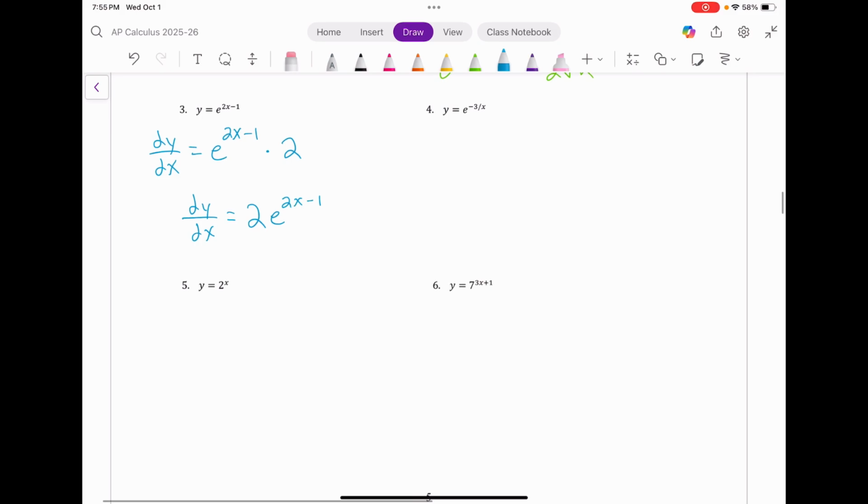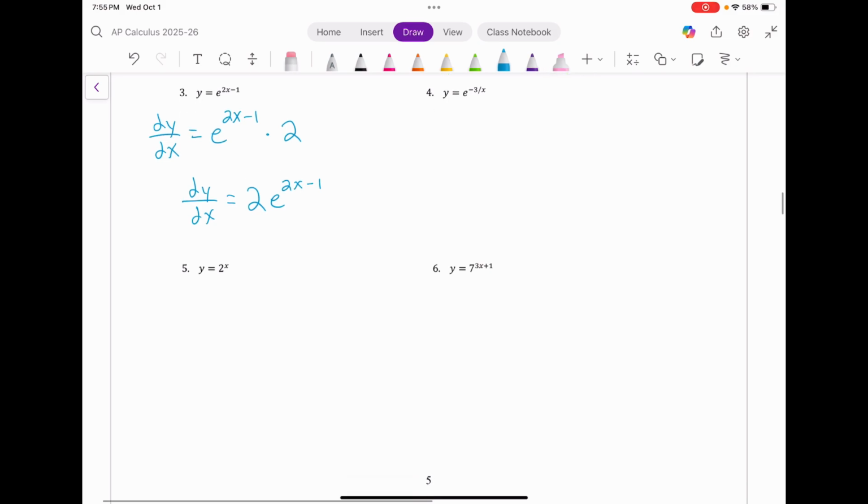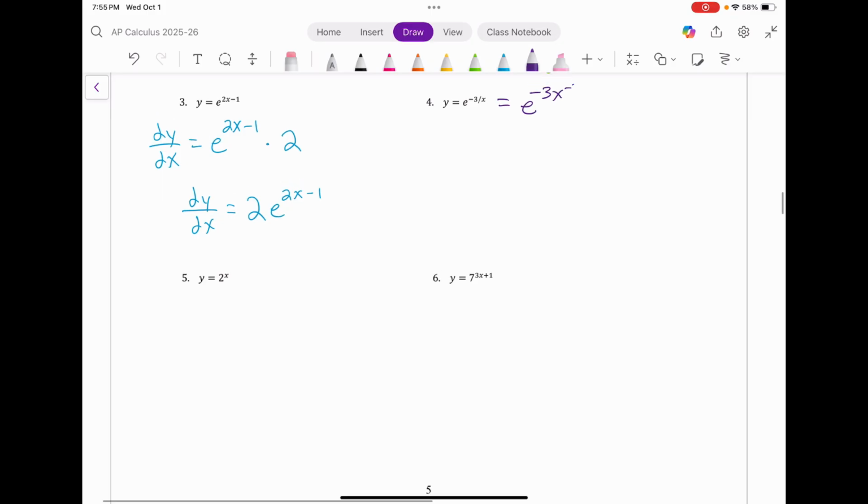Okay, number four, we could rewrite that as e to the negative 3x to the negative 1. So again, when we do the chain rule, it's easier to see what to do. The derivative with respect to x would be the same thing, right? e to the negative 3 over x times the derivative of the exponent, which is negative 1 times negative 3, which is 3. And then x to the, subtract 1 off the exponent, so negative 2.